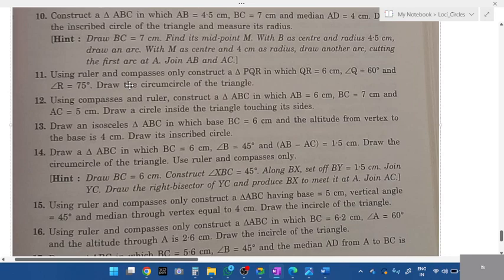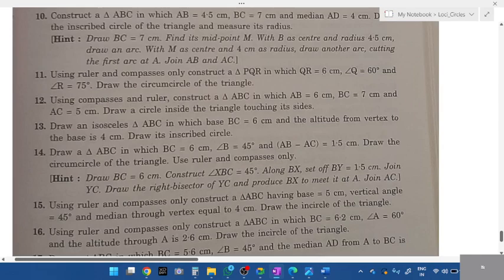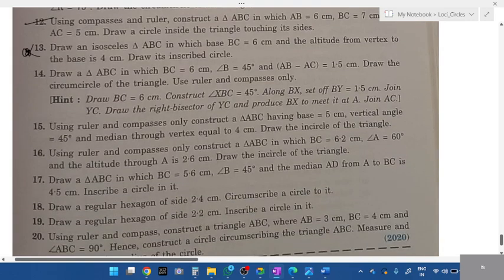If you want the 11th question, we can construct it. Look at the 11th one, all of you. Using ruler and compass, construct PQR, 60-degree, draw a circumcircle. If you have time, do the 11th one, 12th one. If not, just ignore. Not required. Isosceles type of questions, they don't give. And you all know what isosceles is, right? What do you mean by isosceles, students? Two sides are equal. If I have time, I'll teach isosceles, equilateral construction. Mostly they don't ask that.